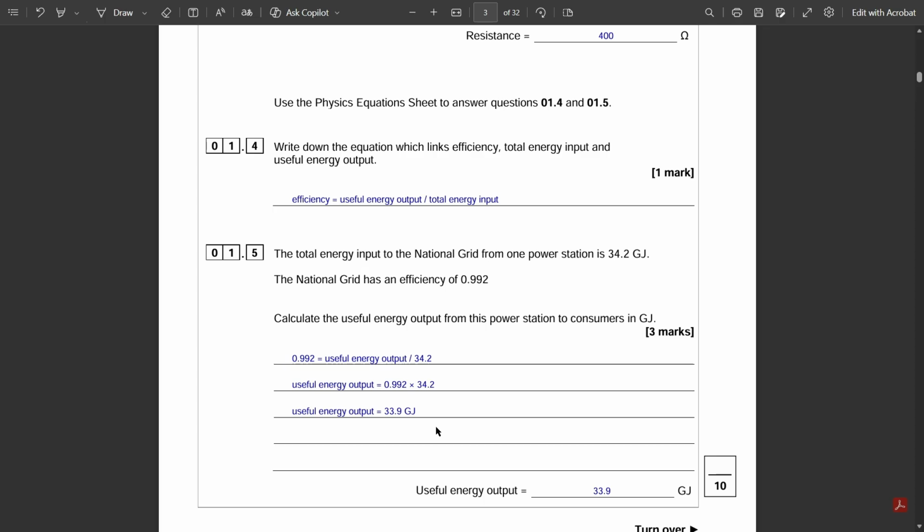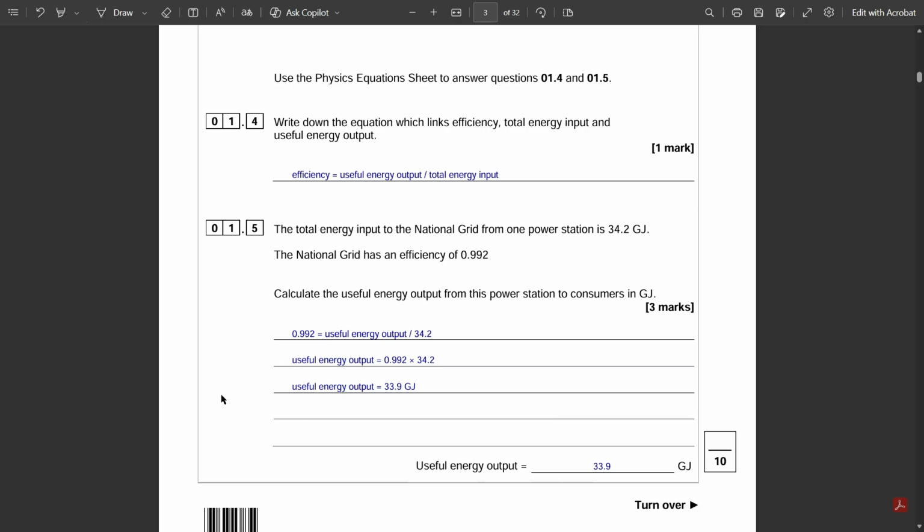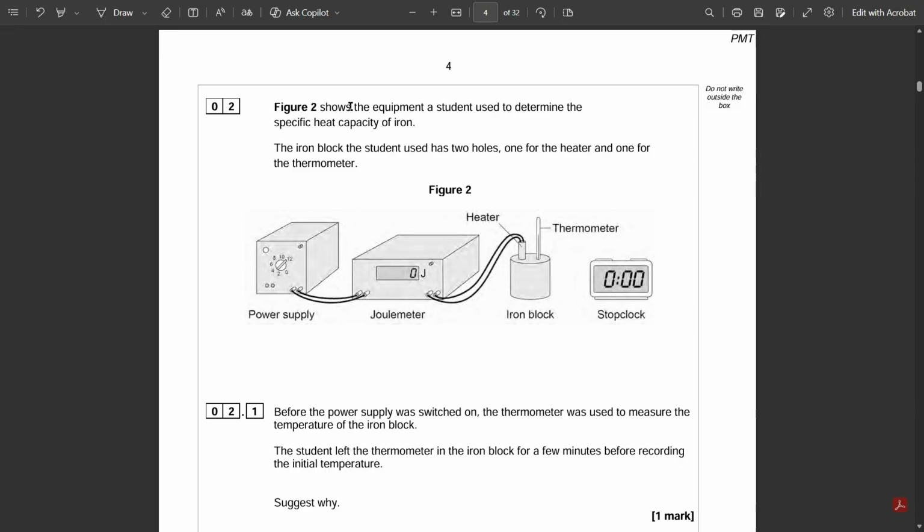So it goes kilo, which is times 10 to the 3, mega, which is times 10 to the 6, giga, which is times 10 to the 9, and tera, which is times 10 to the 12, and that's all you need to know for GCSE Physics. And then moving on to question 2.